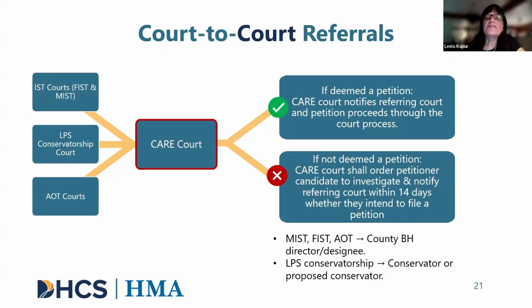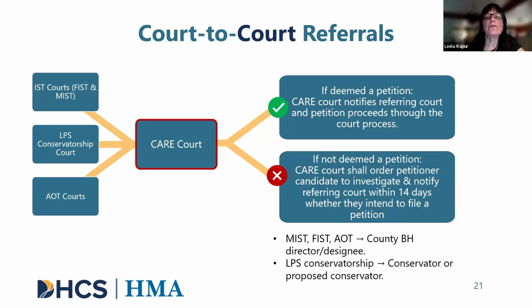If the CARE court does not feel that the referral contains enough information to be deemed a petition, the CARE court is going to order the petitioner candidate, I'm going to discuss who that is in just a moment, to investigate the referral and notify the referring court within 14 court days whether they intend to file a petition.